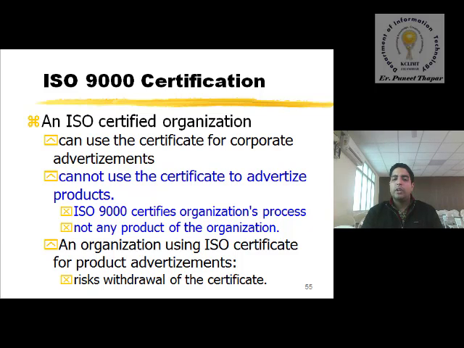Then an ISO certified organization can be certified for corporate advertisement. They can use it for advertisement purposes, saying their organization is ISO 9000 certified, but they cannot use the certificate for advertising a product. We can't place our ISO 9000 certification tag on our product. We can place the tag on our company's headline and company advertisement, but not on our developed product. If our company is developing only software, we can't put the ISO 9000 tag on our software product. We can place it on our company. Our company is ISO 9000 certified, but our product is different.